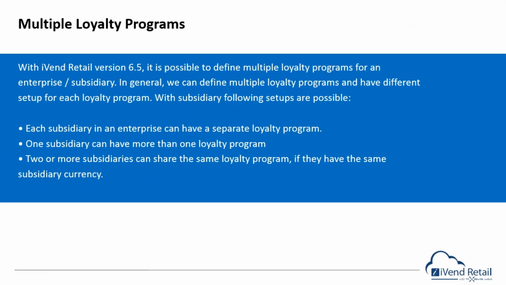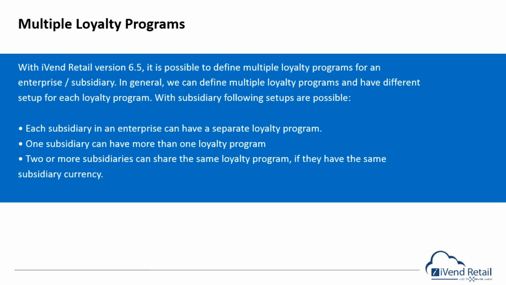But going forward with this particular version, you can have multiple loyalty programs set up with different thresholds. That means I can have a loyalty program with customer code, I can have a loyalty program with loyalty ID, or I can have the third method that we usually use for the loyalty program. So that could be assigned subsidiary wise.